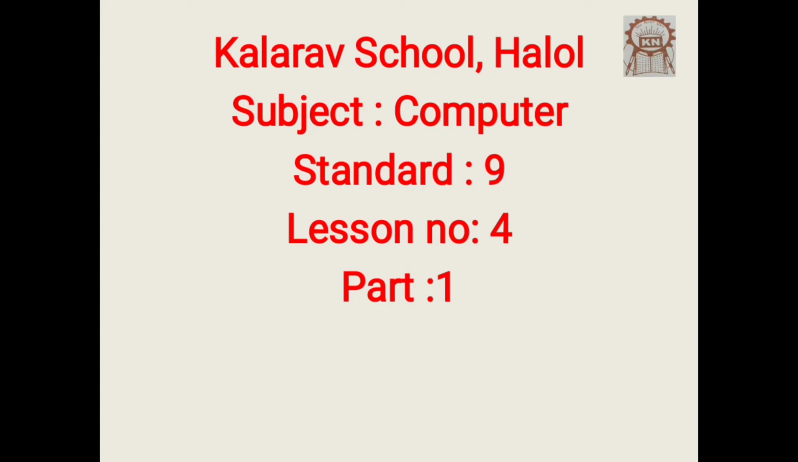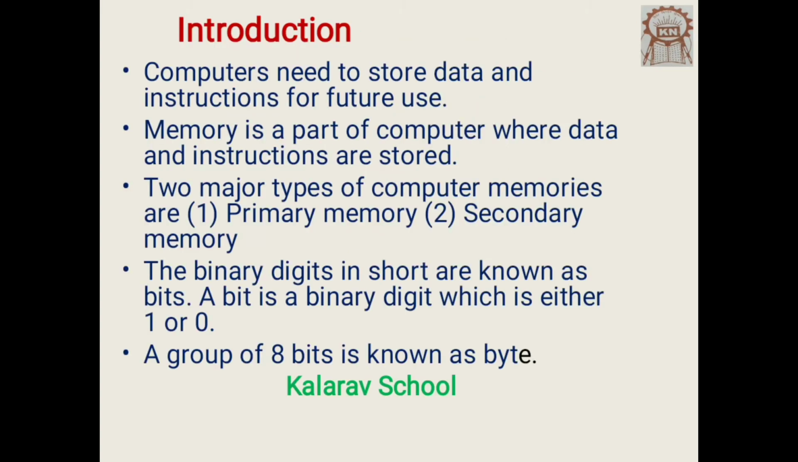Now, let's start our study. Today, we teach about primary memory. Introduction. Computers need to store data and instructions for future use. Memory is a part of computer where data and instructions are stored. Two major types of computer memories are primary memory and secondary memory.